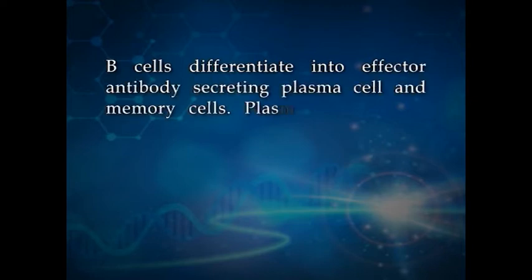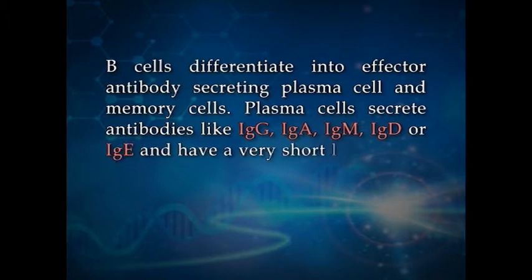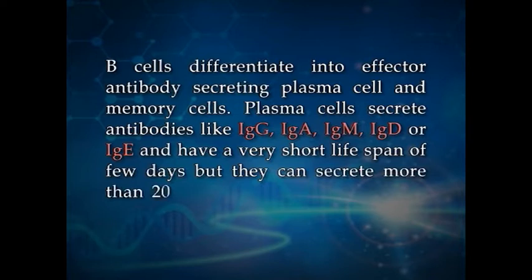Plasma cells secrete antibodies like IgG, IgA, IgM, IgD or IgE and have a very short lifespan of a few days, but they can secrete more than 20,000 molecules of antibody per second. Memory B cells express the same membrane-bound antibody like naive B cells and remain in circulation for a long time, and thus have a long lifespan. B cells act as antigen-presenting cells.